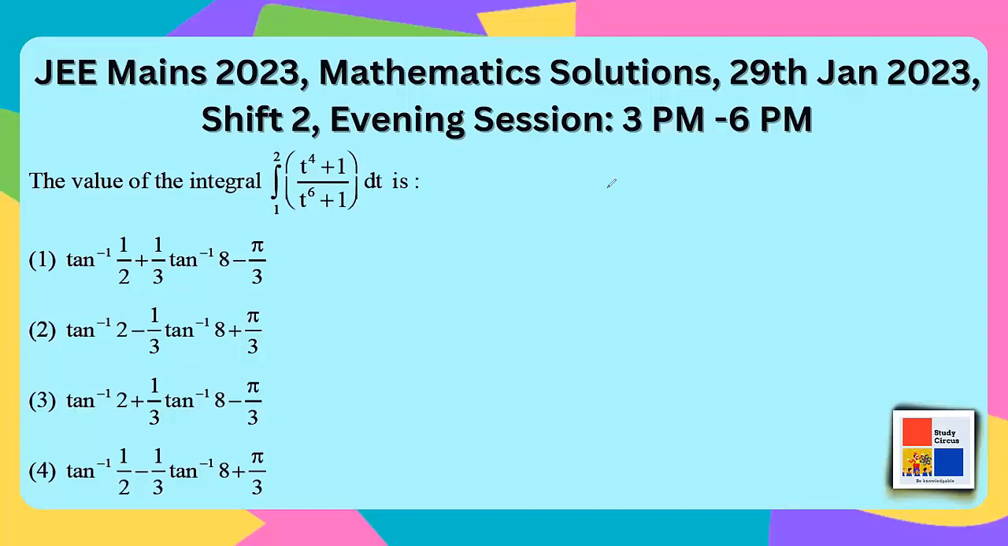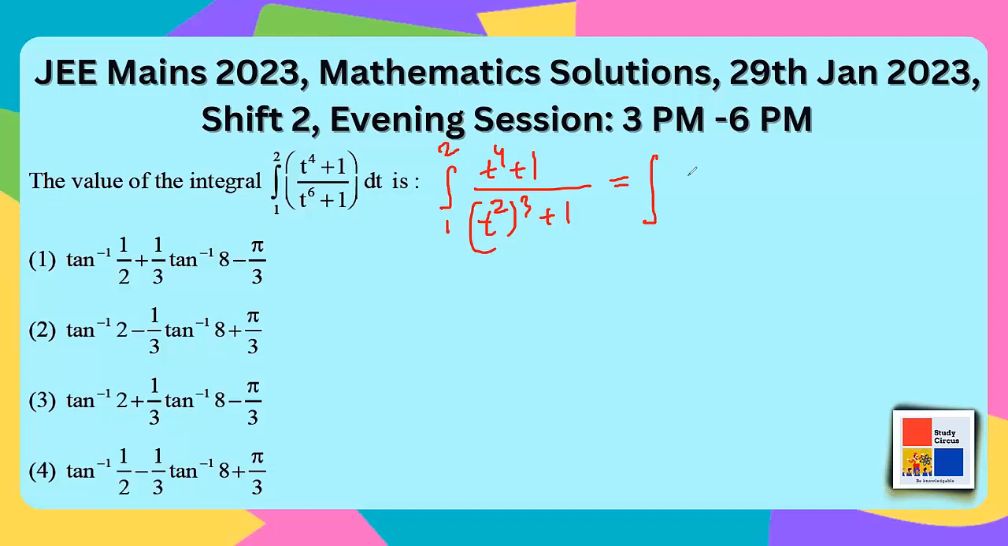So here we have to find the value of this definite integral, right? We have to manipulate the expression somehow so as to get it in good form. And we can see that this is the integral from 1 to 2 of t to the power 4 plus 1, and the denominator is in the form a cube plus b cube. This is (t square) cube plus 1 cube, so it can be factorized.